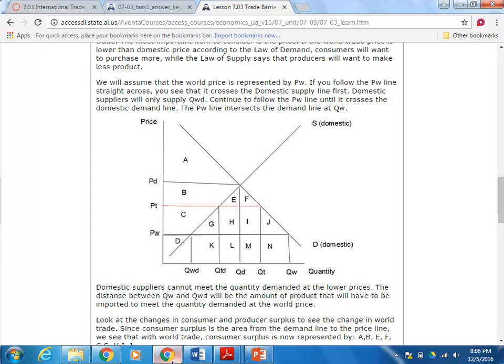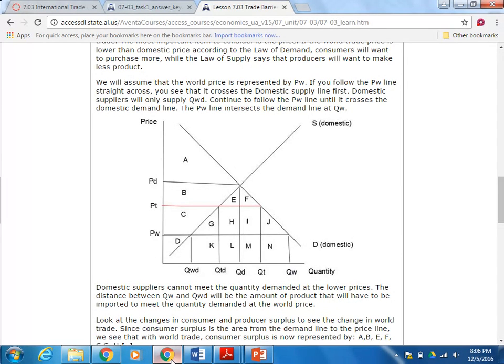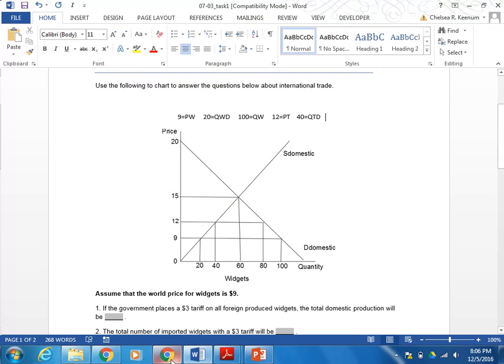Okay, your QTD is going to be where your price with a tariff and the quantity meet on the supply curve. It's going to be right there. And in this case, it's going to be 40. And then your QT is going to be where the PT and quantity meet on the demand curve. So in this case, it's going to be 80.